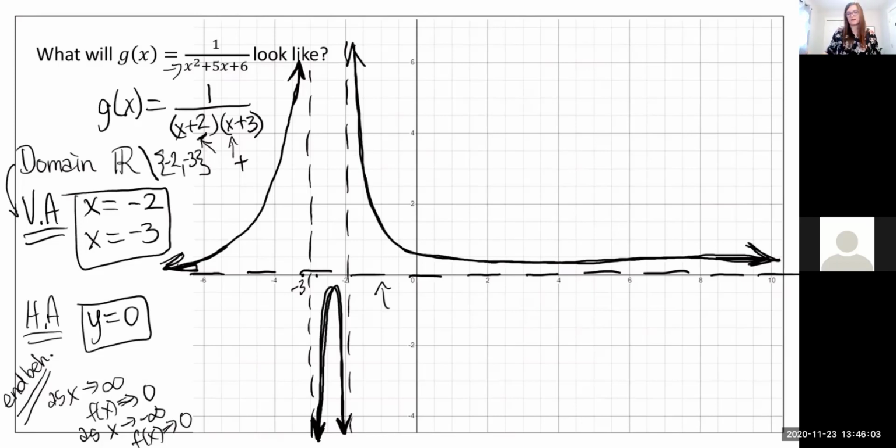So like what happens at -1? Okay, -1 plus 2 is 1, -1 plus 3 is 2, 1 times 2, 1/2. So at 1, it should be like closer to a half. It should actually be tighter in. But, you know, I can make it more accurate as I find some points. Maybe it's tighter of a curve.